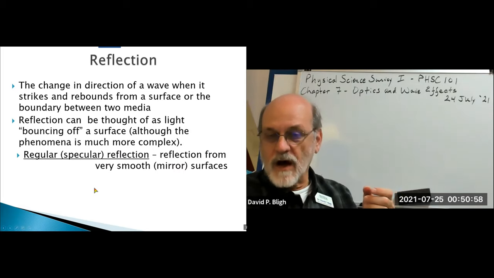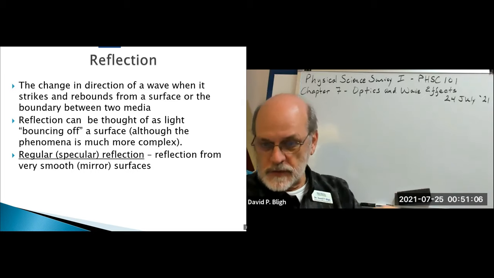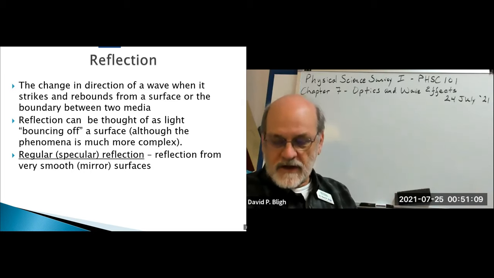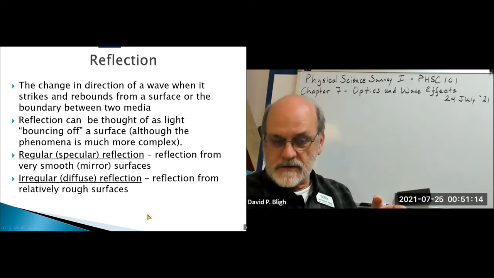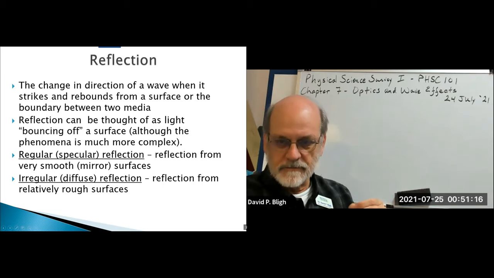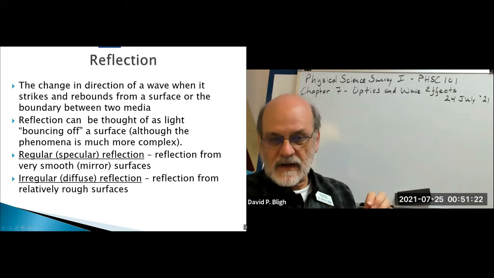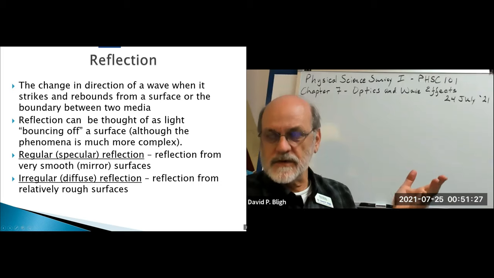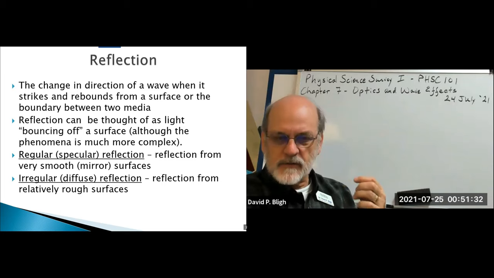This bouncing off can either be off of very regular, called specular surfaces. They're very smooth, and we normally think of mirrors. Or they can be off of irregular surfaces and produce a diffuse reflection. And these each have their applications. Lighting in your home is best when it's diffuse. In other words, any light reflected in your home is easier on the eyes if it's reflected off of irregular surfaces.